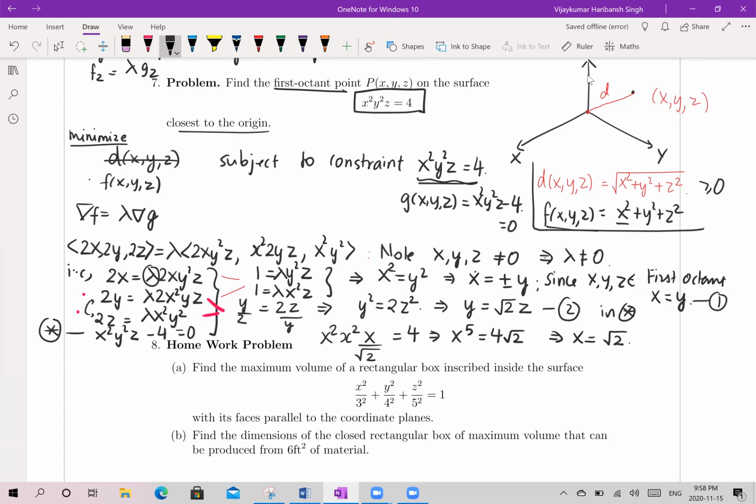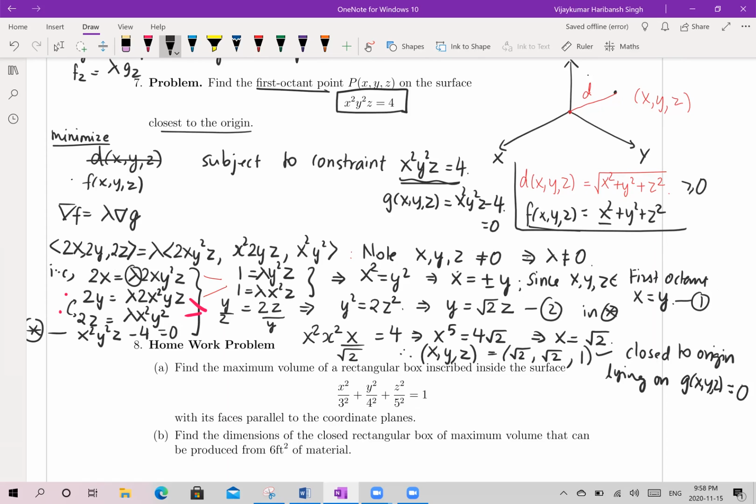So therefore, what do we get? We get x, y, z. The point is going to be root 2, root 2, and z is going to be y by root 2, which is going to be 1. So this is the point closest to the origin lying on g of x, y, z equals 0. So this is our solution.